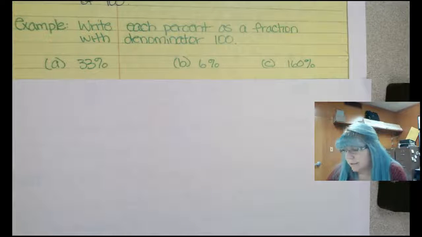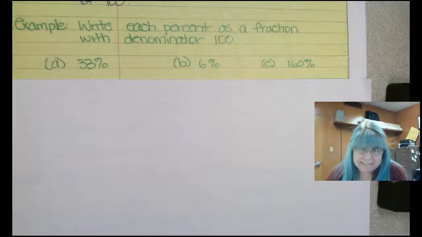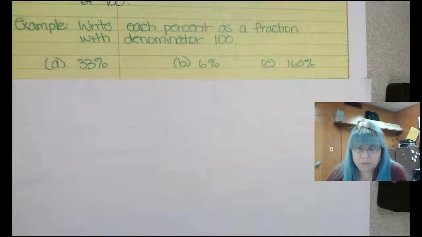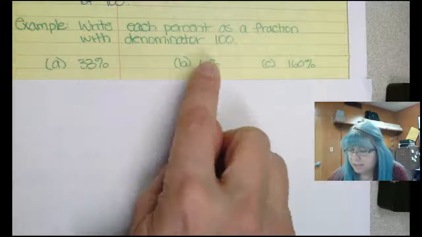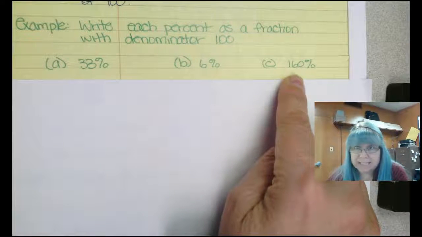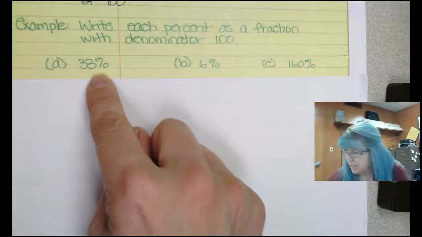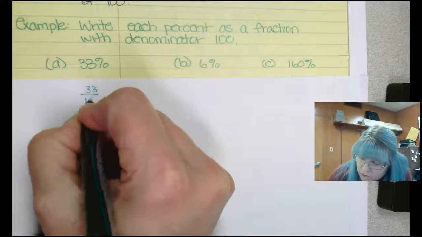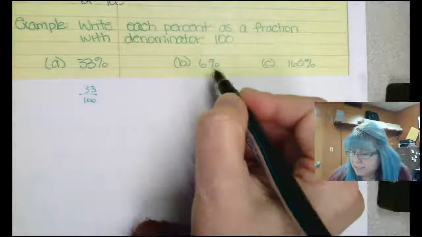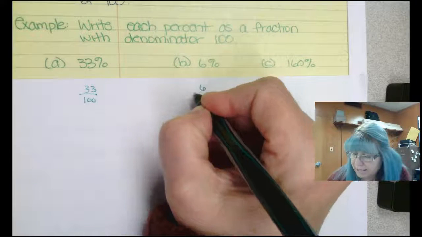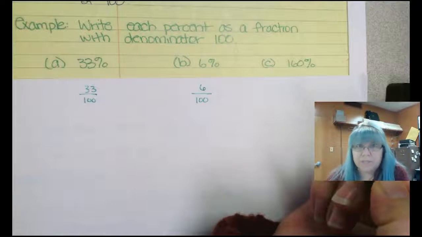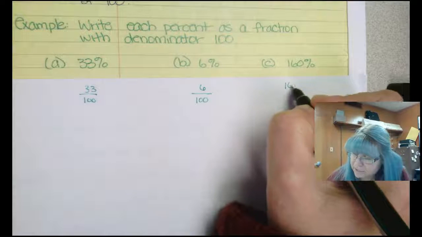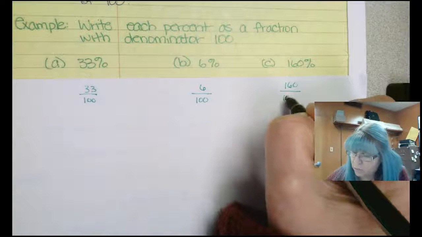So let's take a look at an example. We'll write each percent as a fraction. Now remember, the fraction must have the denominator of 100. So 33%, 6%, 160%. 33% will look like 33 over 100. 6% will look like 6 over 100. No, we're not going to reduce right now. It's just 6 over 100. And 160% is 160 over 100.